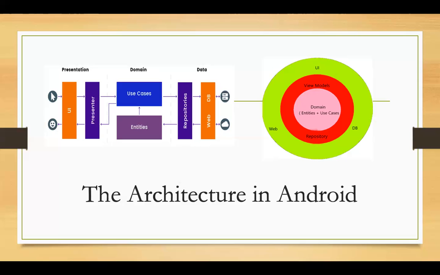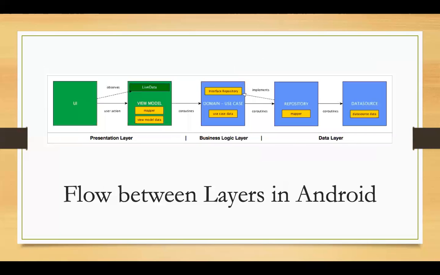Now let's talk about how the flow is between all these layers. The flow is like this: the user will perform some action in the UI layer. For example, he might want to open and see the details of the account. This might trigger some change in the view models, and that might lead to an action in the domain use case layer. The domain use case layer might want to extract the details that the user has requested, and for that it might go to the repository layer.